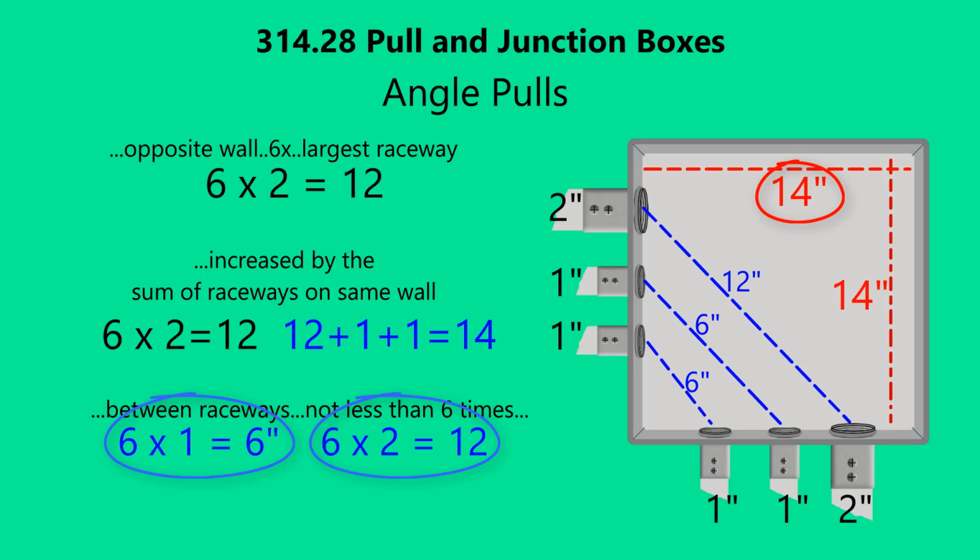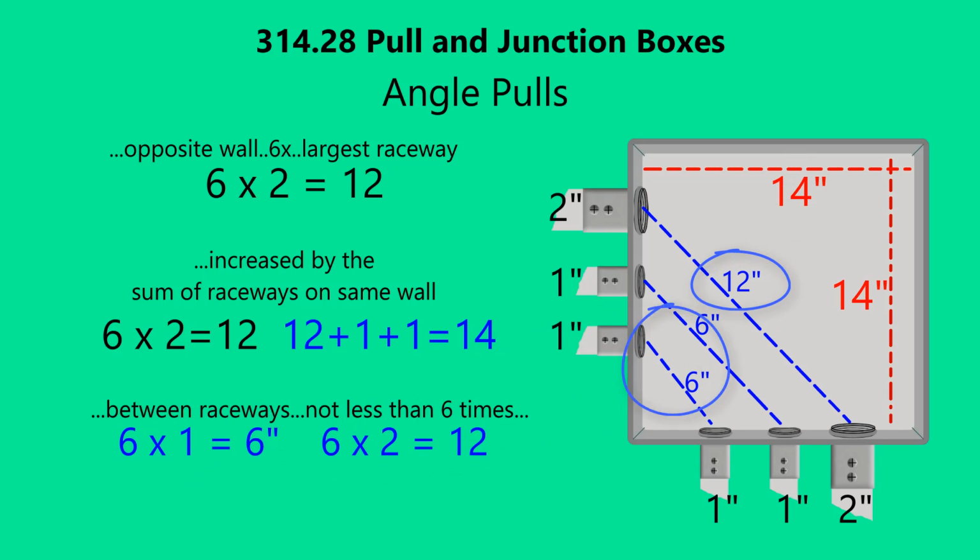The code also requires a minimum distance between raceways. In this example, 6 inches of distance is required between the adjacent 1-inch conduits and 12 inches between the 2-inch conduits.